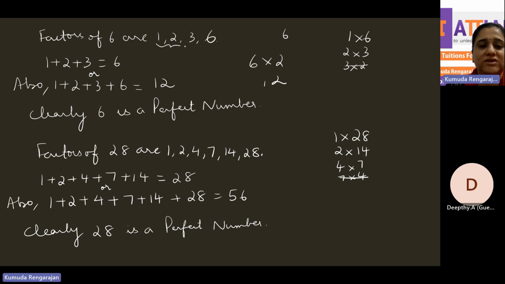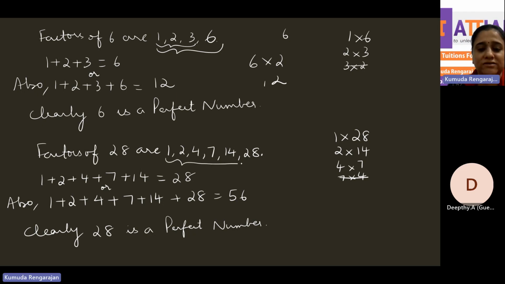If you add only these three, 1 plus 2 plus 3, you get 6, the given number. If you add all the four, you will get twice the given number, that is 2 into 6, 12 as a sum. Then also, the prime, it's a perfect number.